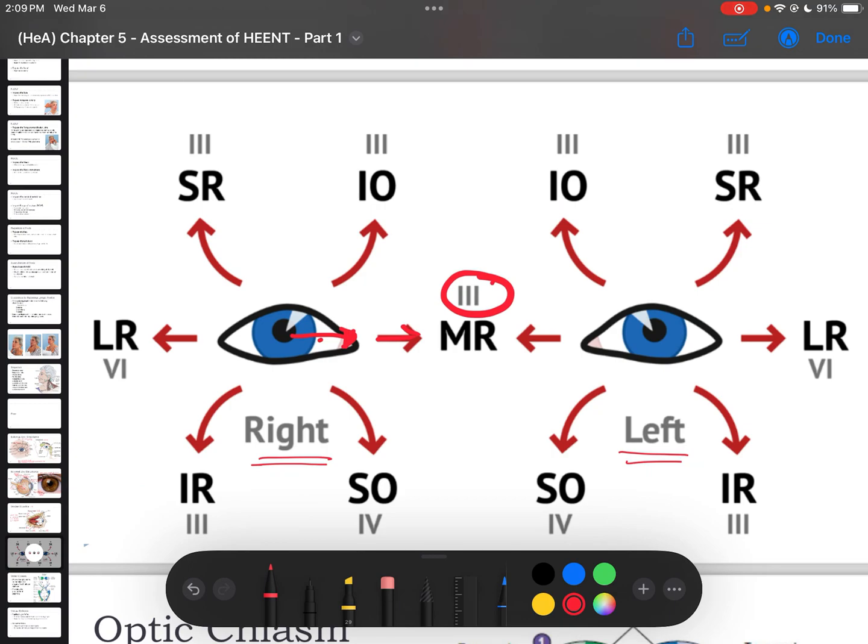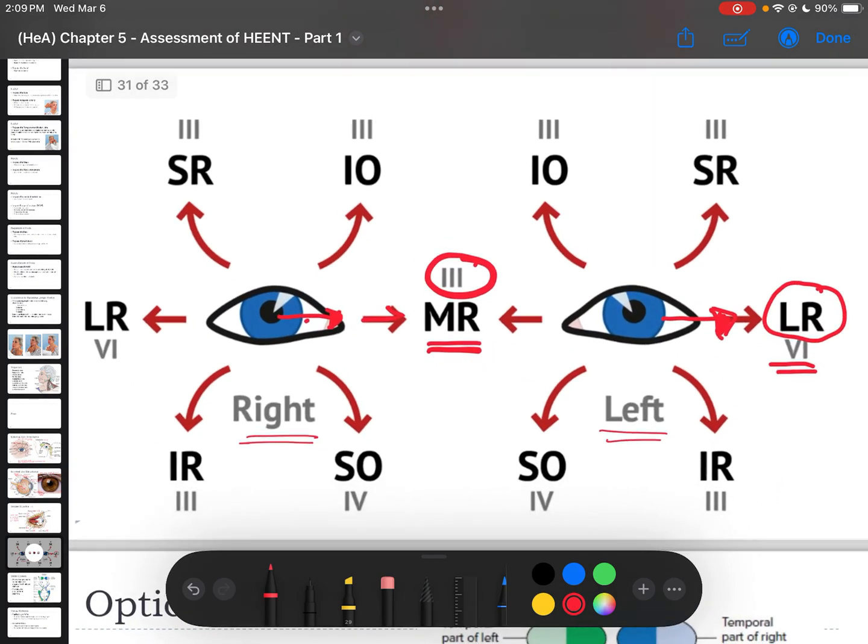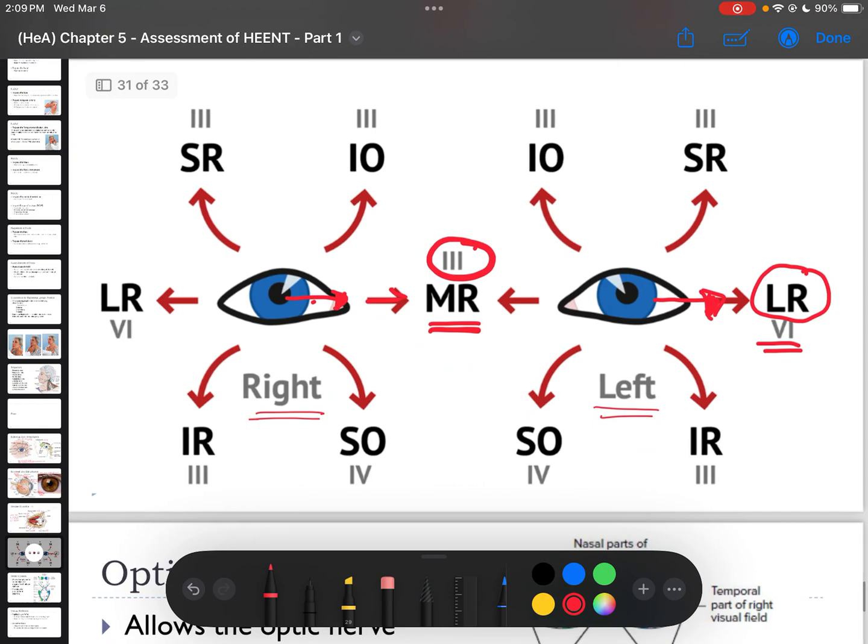Okay? So, while our left eye will move towards this direction by way of our lateral rectus, which is being controlled by your cranial nerve number 6. Okay? It's confusing at first, no? But, in terms of assessment, here is how we are gonna use it.